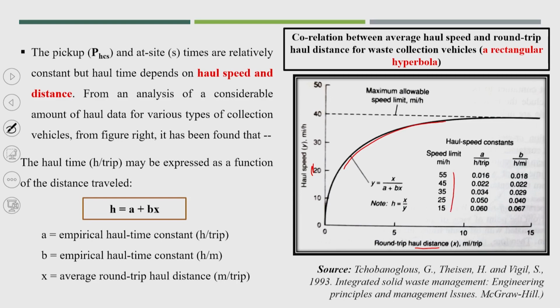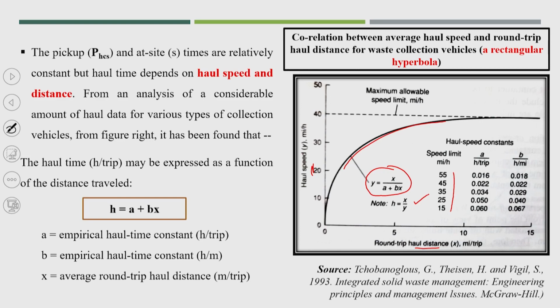So, from this we are getting the equation for y equal to x divided by a plus b x, where a and b are both haul speed constants. But you see here h is equal to x by y, which is a known thing, that is time: haul time is equal to round trip distance divided by haul speed.